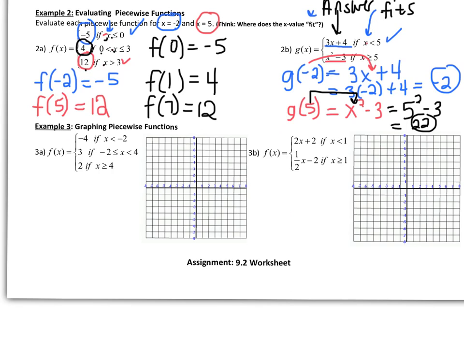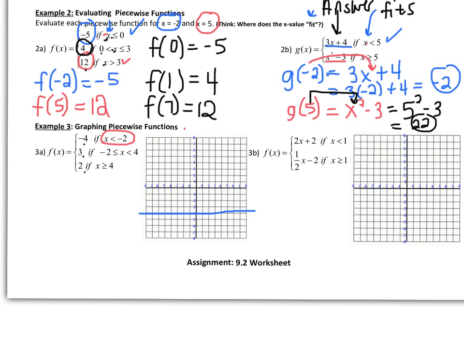Alright, now for graphing them. 3a, see how these are all plain numbers? They're just constants. This one's going to be a step function. So the first thing I'm going to do is go to -4 and draw a line through -4, just like that. Now if you're using a pen, you might want to switch to pencil because I'm going to erase part of that line. So that's -4, but we need to cut it off so that it's only on the part of the graph that's less than -2.